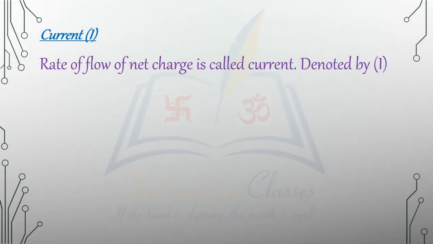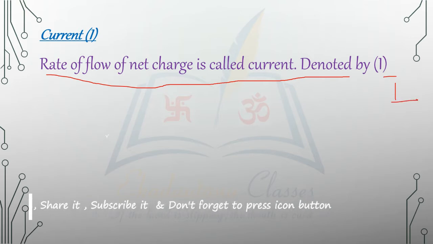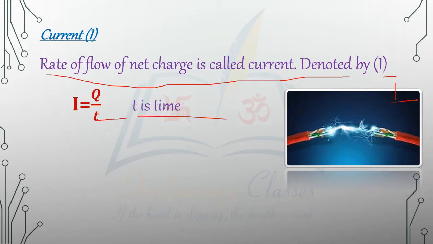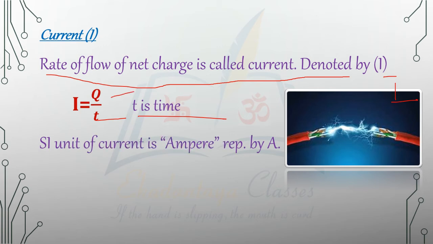Current. Rate of flow of net charge is current. Current is denoted by I, where I is equal to Q upon t, where t is time and Q is charge, and the SI unit of current is ampere and it is denoted by A.